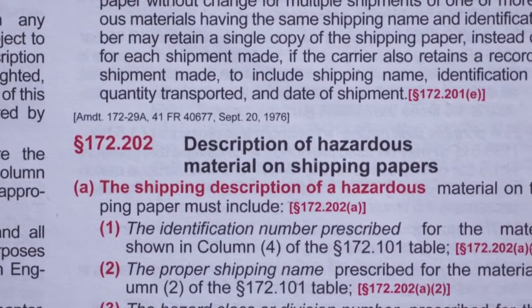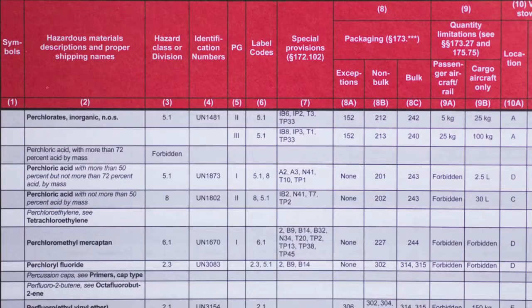The following 4 basic descriptions must be entered on the shipping paper in strict sequence as follows, and this can be found in 172.202 of the Hazardous Materials Regulations. The identification number for the hazardous materials shown in column 4 must be entered first, preceded by the applicable UN, NA, or ID number. Next, the proper shipping name of the hazardous material shown in column 2 must be entered. The hazard class or division number for the material shown in column 3 must be entered next. And lastly, the packing group in Roman numerals as shown in column 5 must be entered on the shipping paper.